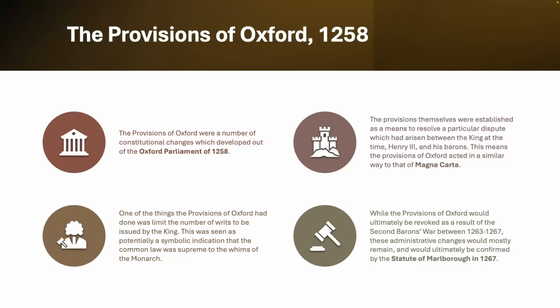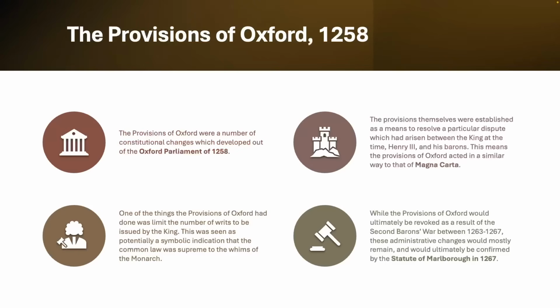While the Provisions of Oxford would ultimately be revoked as the result of the Second Barons' War between 1263 and 1267, these administrative changes would mostly stay in place and would ultimately be reconfirmed in 1267 with the Statute of Marlborough. Now, this gives us an indication that there are two different things going on here.